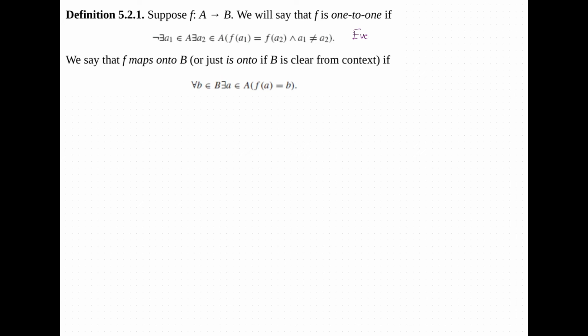And so every input has exactly one output. This is a way of keeping in mind what it means to be one-to-one. And similarly, a function f maps onto B, or just is onto B, if for every b in B, there is some a in the set A such that f of a equals b.